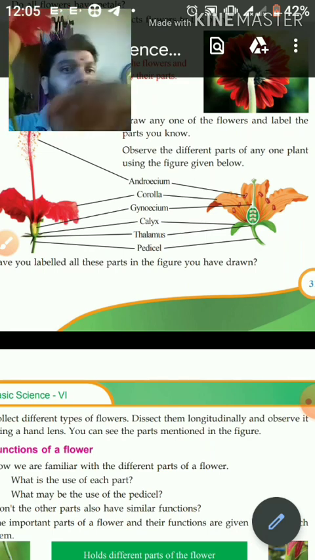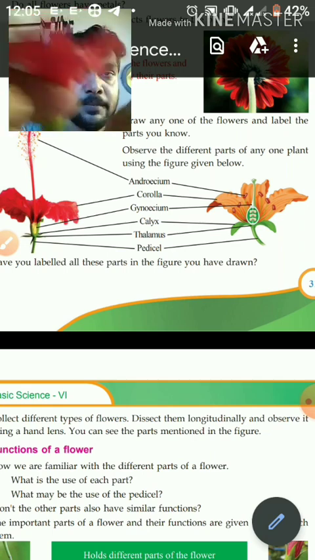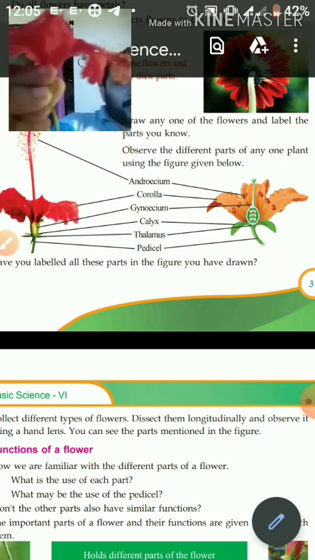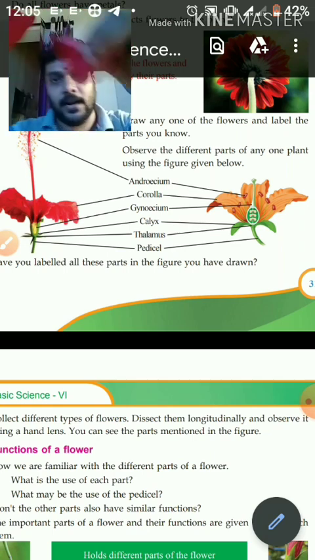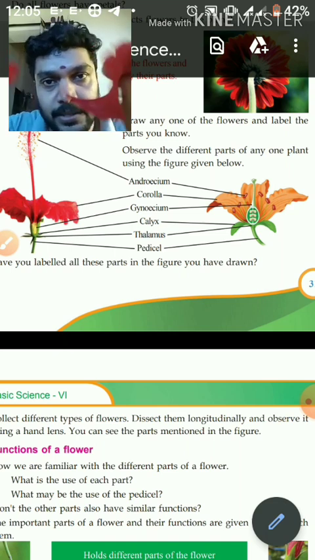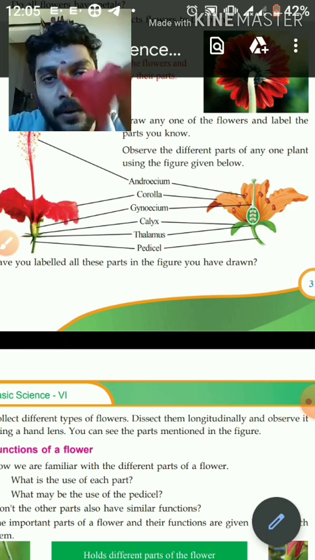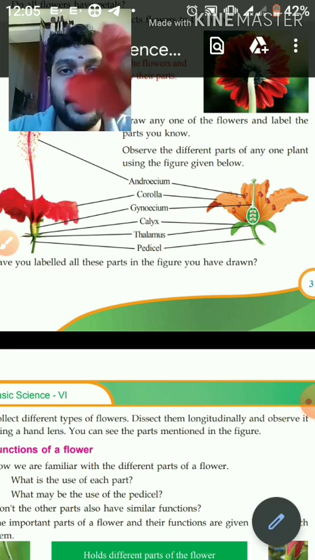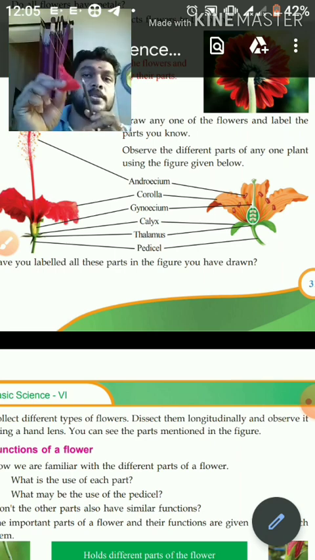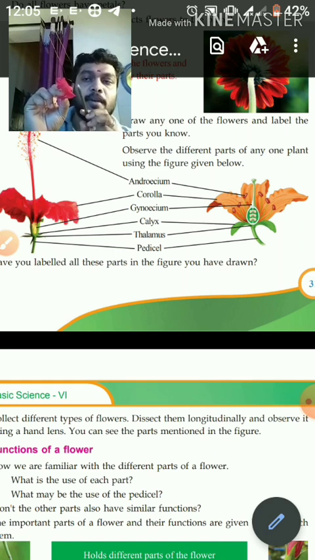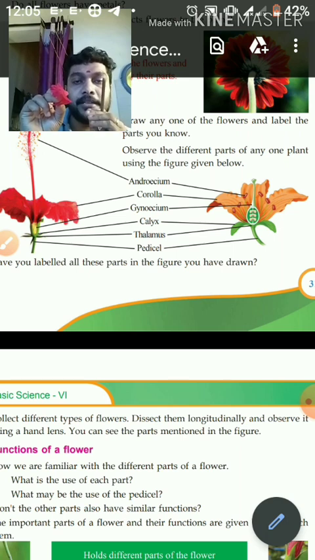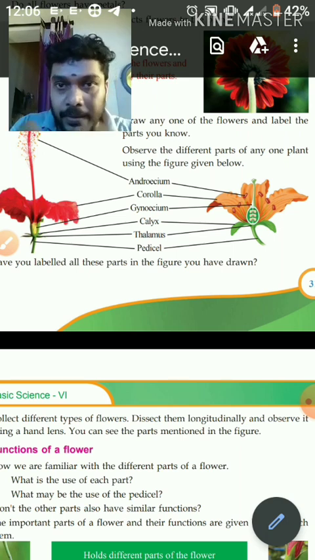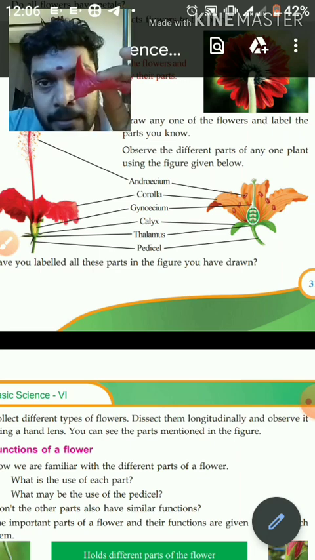Okay, now listen to the next part. Can you see the colored part next to the calyx? So this is called corolla. Now what is the main peculiarity of this corolla? It is red color. That means it provides color, smell, that means fragrance, and attractiveness. This part is called corolla.